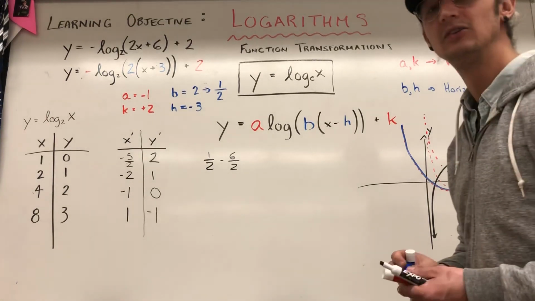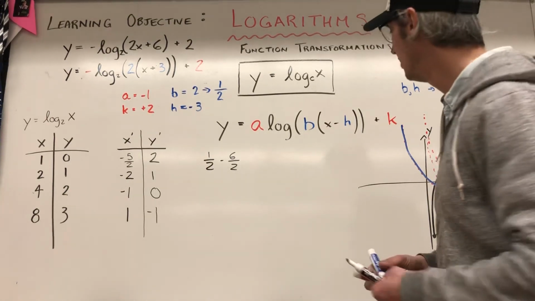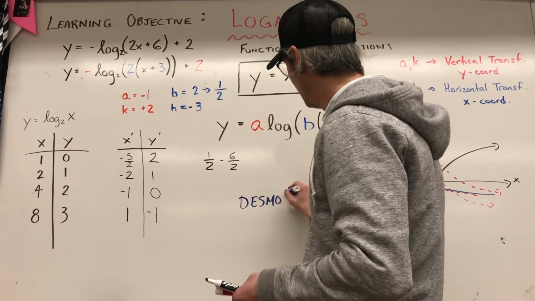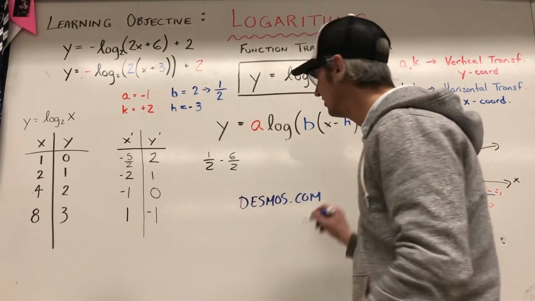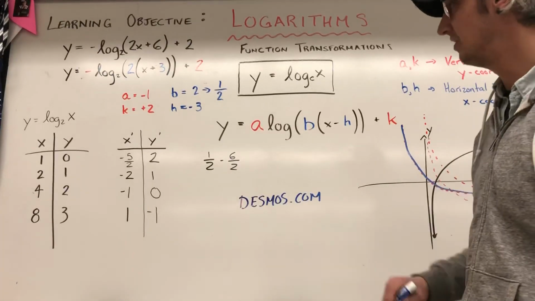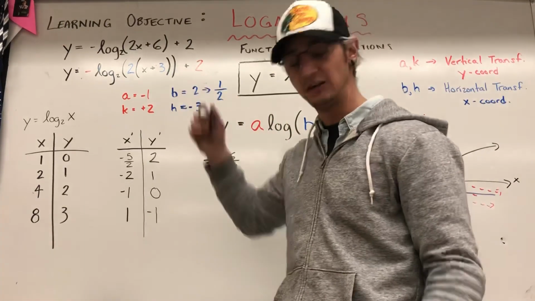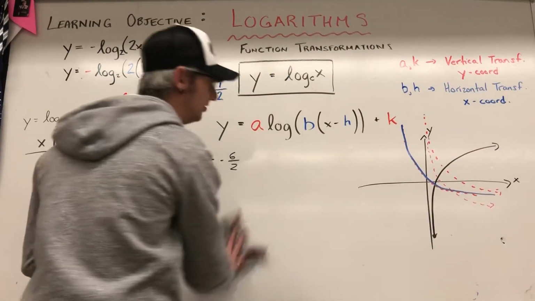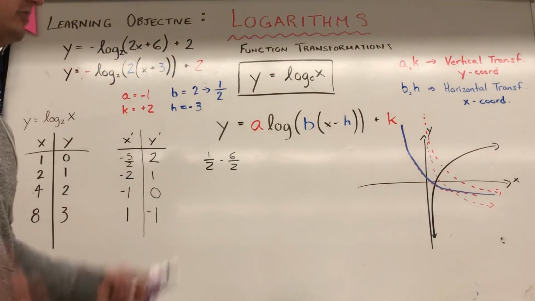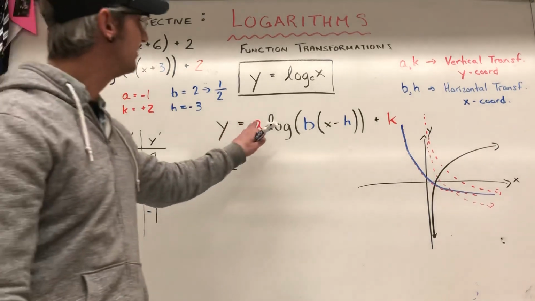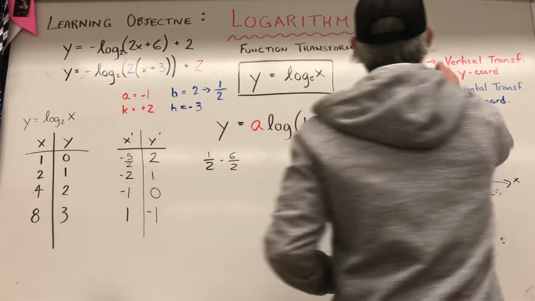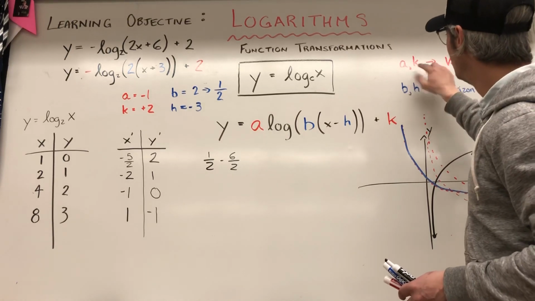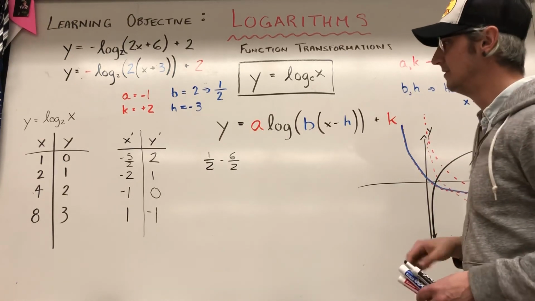Now, go to desmos.com if you want to do some graphing, and I'm going to include this. Desmos.com, if you want to see what the transform looks like. Something you probably need to learn how to do anyways. Okay, that is transforming logarithmic functions. We always multiply our vertical and horizontal transformations first, and then we do the h and the k's.